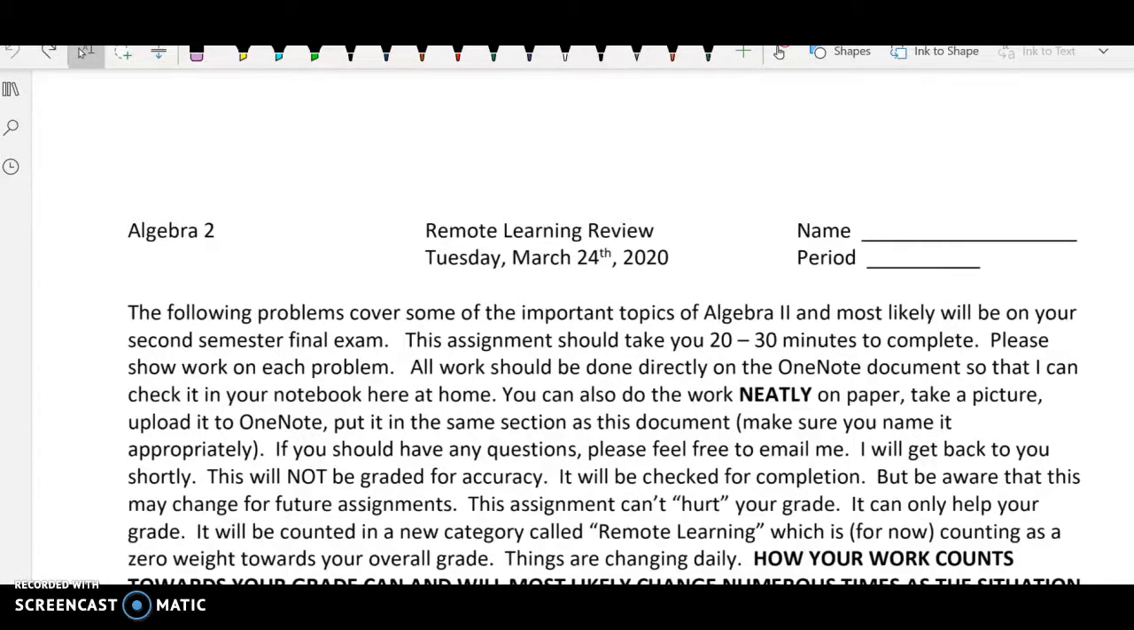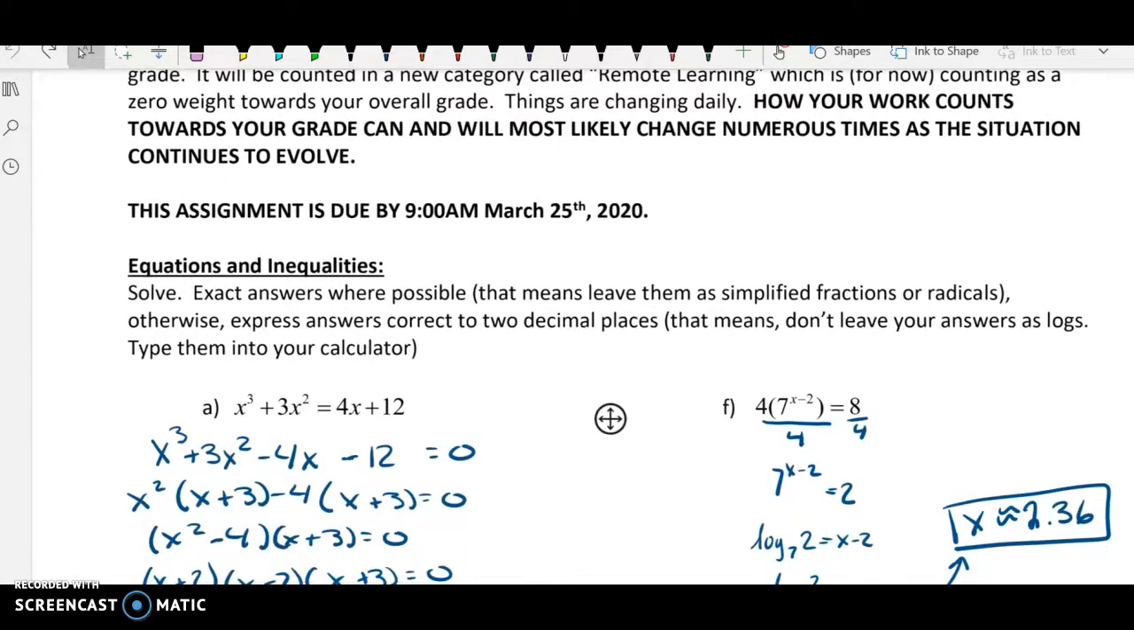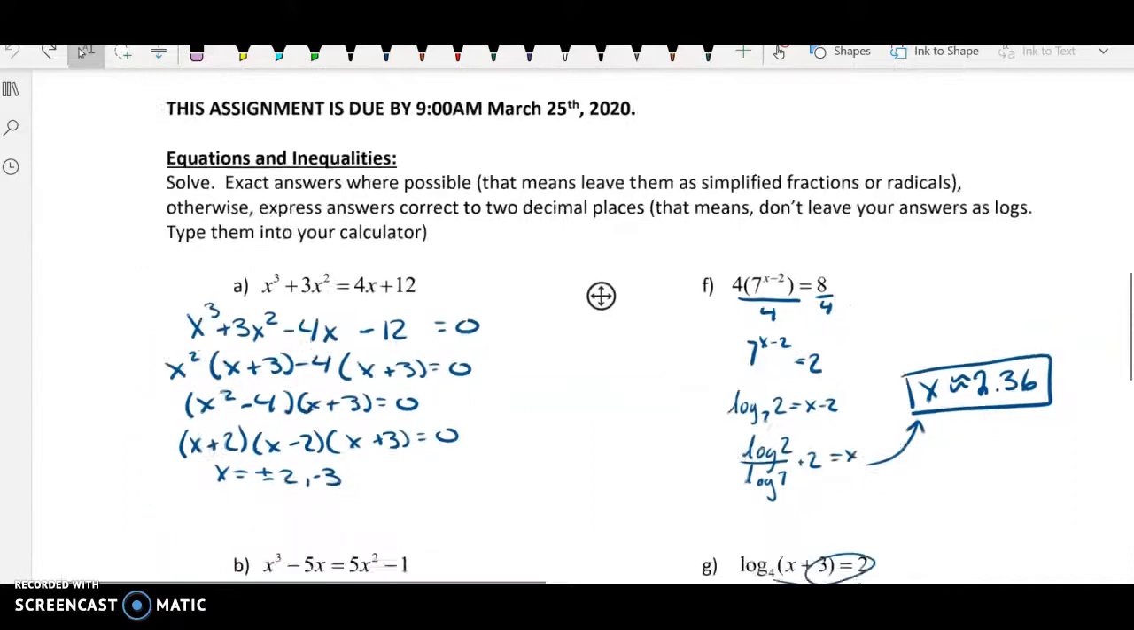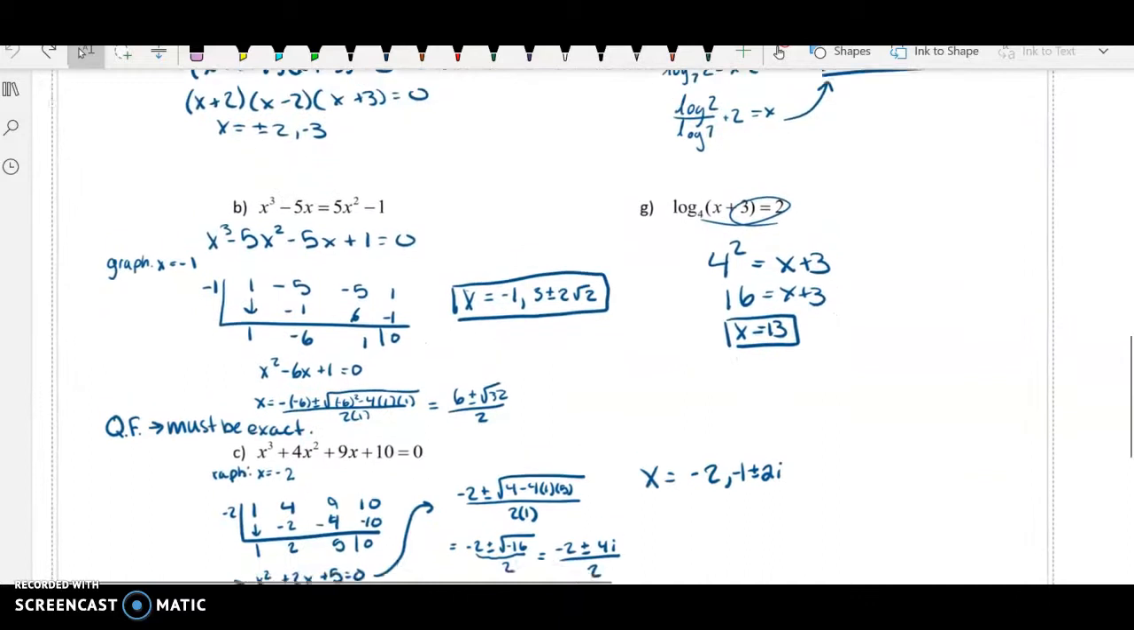In this video, I am going to go over the activity from March 24th. In this activity, you guys were solving equations. It was a variety of equations here, from regular ones to ones where they were exponential to logs and so forth.